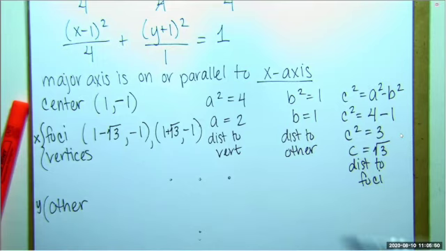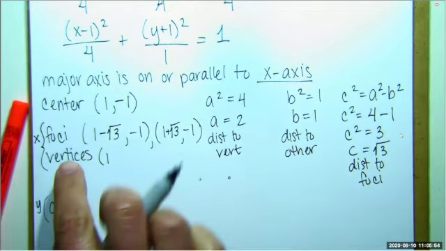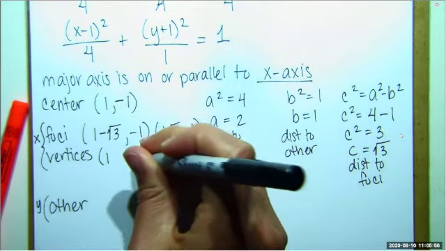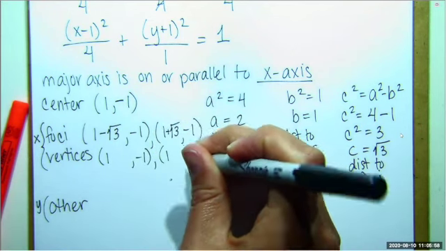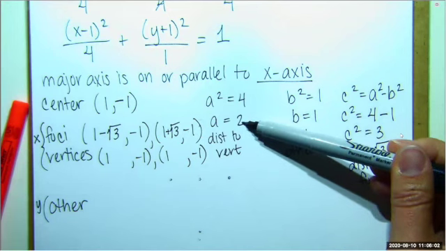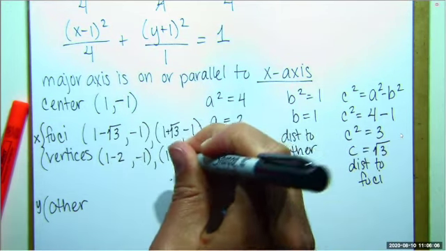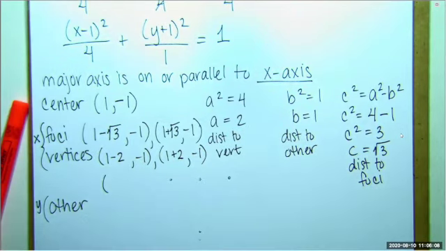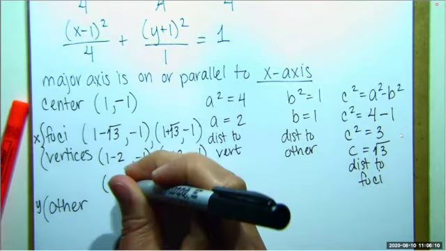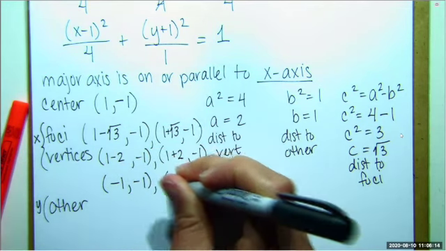All right, our vertices are a distance of a away. So again, I'm starting with my center and I'm going to add and subtract on the x coordinate. So I'm going to leave a little bit of space here. And I want to add and subtract 2 on the x coordinate. So here's subtracting 2 and here's adding 2. We should simplify this. So 1 minus 2 is negative 1, and 1 plus 2 is 3.